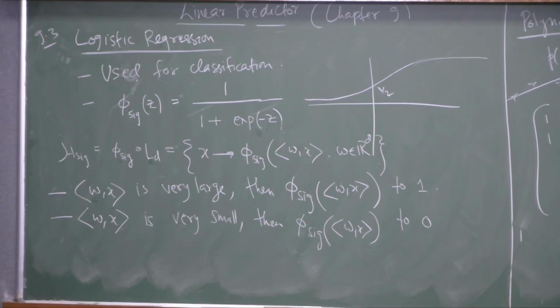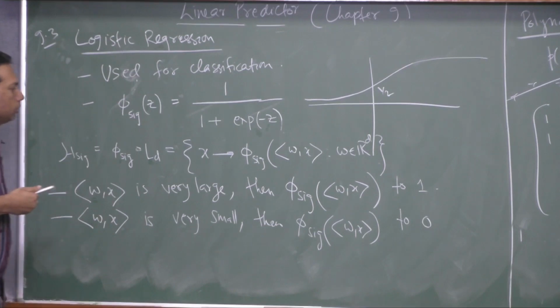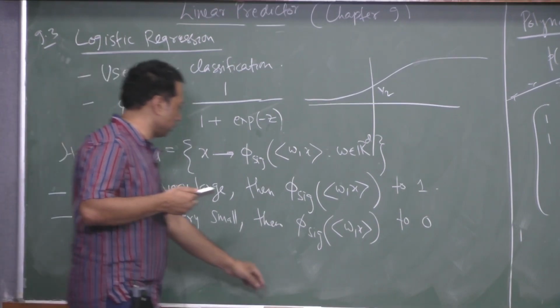If W transpose X is close to 0, then it's exactly at half. If z is 0, then it is half. Then it's essentially confused. It's not able to tell you whether the sample is in the positive or the negative class.